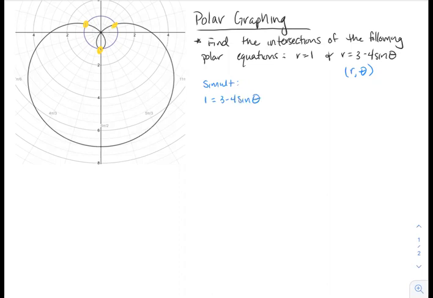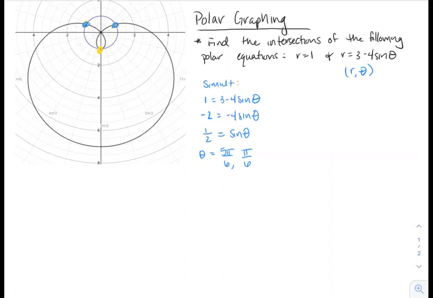And then we're going to solve for theta. So subtract 3 from both sides, you get negative 2 equals negative 4 sine theta. Divide by negative 4, you get 1/2 then equals sine theta. And then we know that sine is 1/2 at 5 pi over 6, also at pi over 6, which is good because that looks like it to be about where those 2 points are.